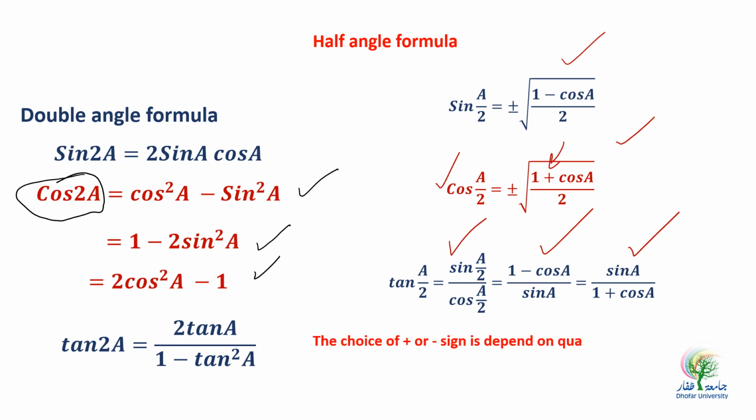The choice of plus and minus sign depends on the quadrant in which A by 2 lies. I mean, where does this angle A by 2 lie? If it lies in the first quadrant, all are plus. If A by 2 lies in the second quadrant, sine is plus, the others are minus. If it lies in the third quadrant, tangent is plus. If it lies in the fourth quadrant, then cosine is plus, as you know.